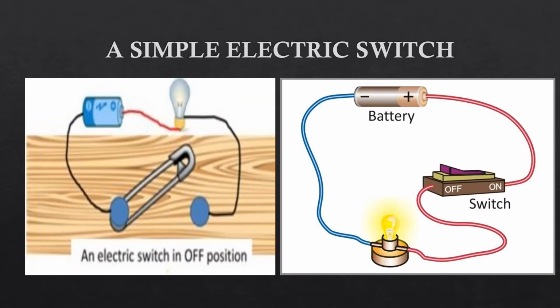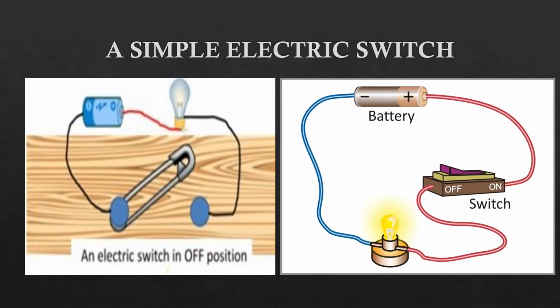Let us see about the simple electric switch. When the switch is on, the current flows through the circuit, and when it is off, it stops. It can be made by using a block of wood or plastic, a paper clip, and two metal drawing pins. When the clip touches both the drawing pins, the circuit is on.